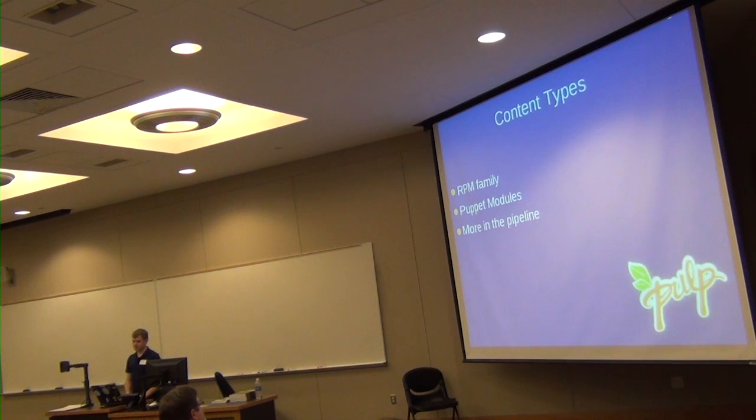So in terms of content types, we have the RPM family of things. We have Puppet modules today. We have more things in the pipeline. Probably the next thing in line is going to be JBoss types of content, again, for reasons you can probably guess. We have Debian support that's been partially implemented through a 100% community effort, which has been pretty exciting.